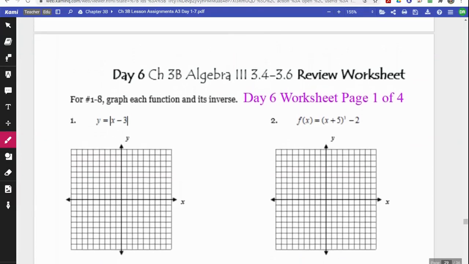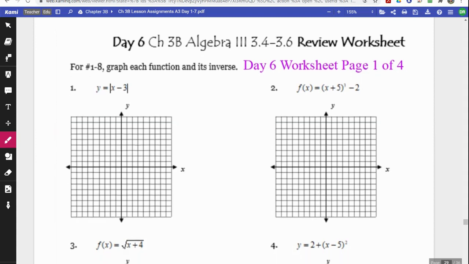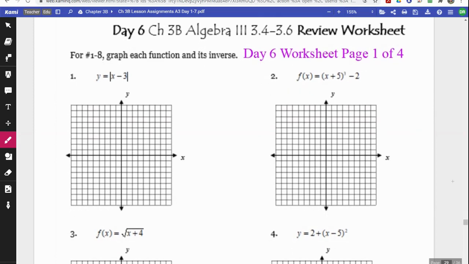Hello, this is day 6 from Unit 4, which is Chapter 3B, and this is basically a review of days 1 through 4, and day 5 was a review of days 3 and 4. So I'm just going to do a couple examples.